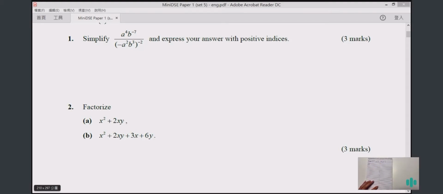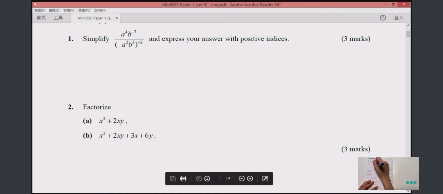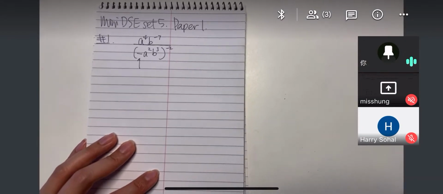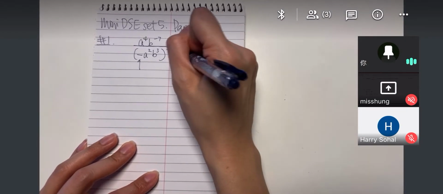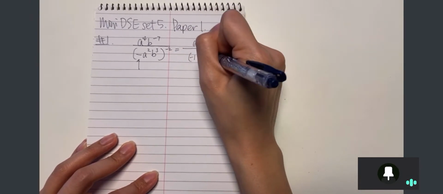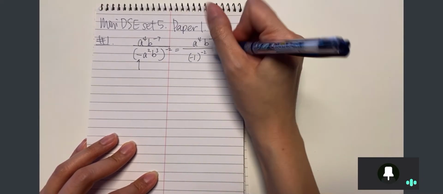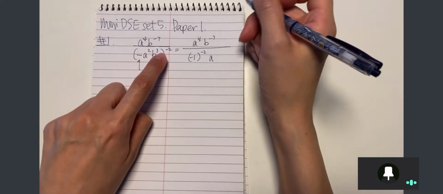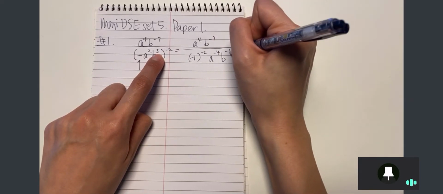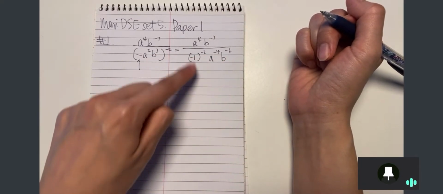So first of all, the indices: A4, B negative 7, and then negative A2, B3, and negative 2. Remind you that this is a negative sign, which is actually negative 1. Don't miss it. Okay, so here A4, B negative 7, remove the bracket. So negative 1 should also have the negative 2. And then A, the 2 times negative 2 is negative 4. B, 3 times negative 2 is negative 6. Okay, so all negative numbers, put them upward.